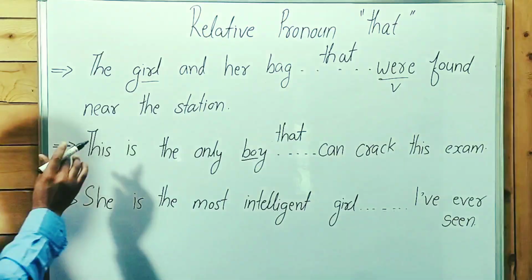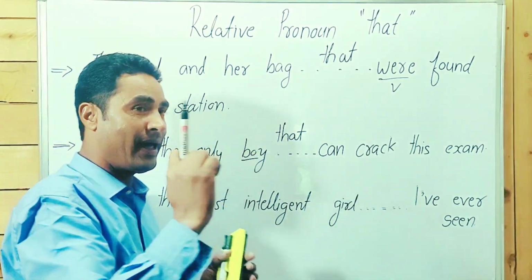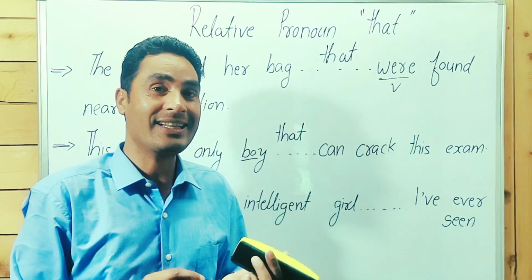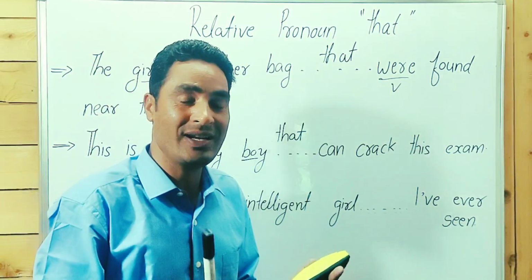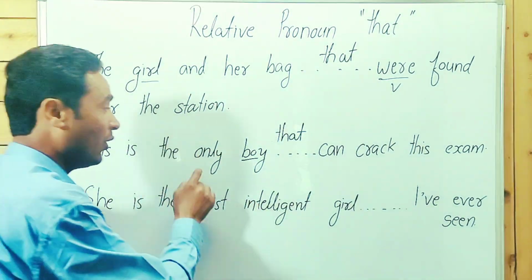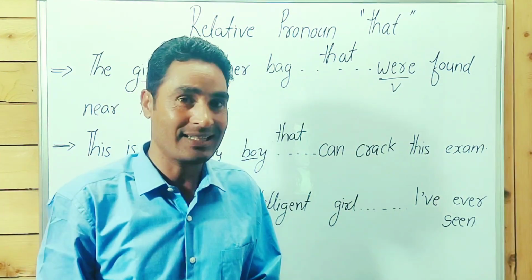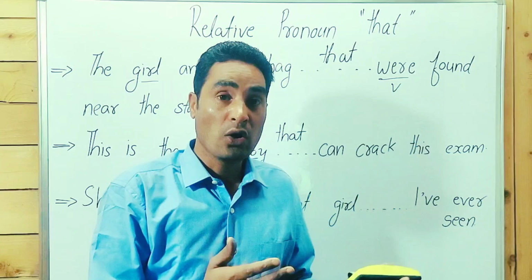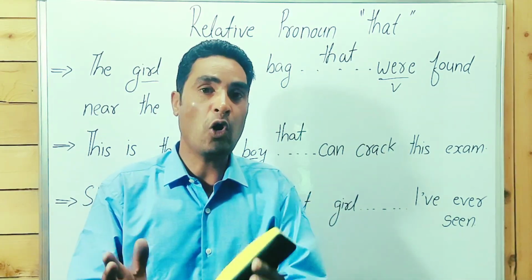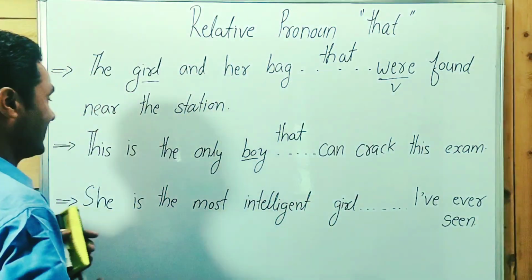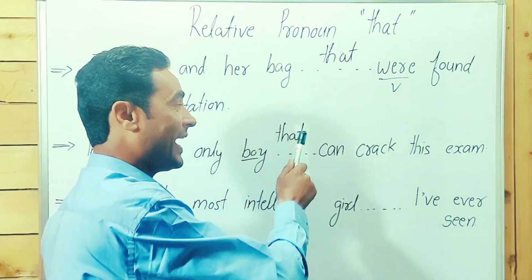I repeat, here this is the only sentence: the only boy, the only girl, the only pen, the only cat, the only student. In this case we use that, not who, not which. I hope you understood. This is the only boy, this is the same boy, not who, that can crack the examination. This is the same girl who won the first prize, no, this is the same girl that won the first prize will be the correct answer.